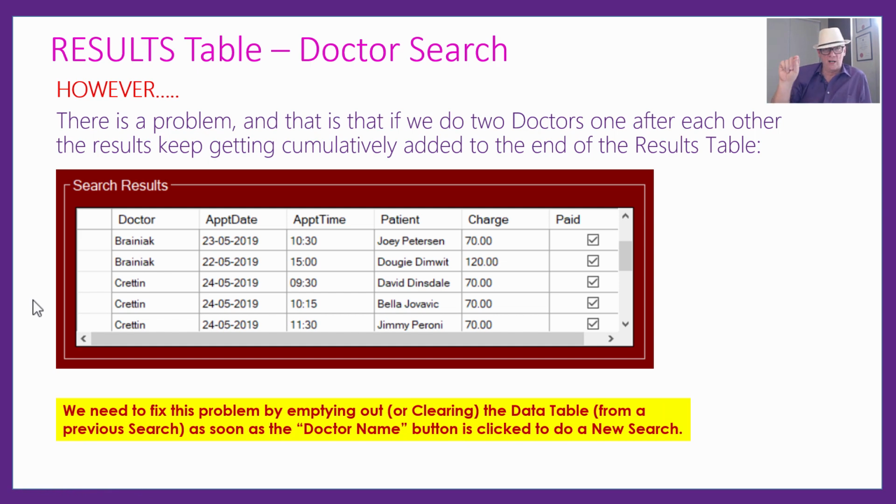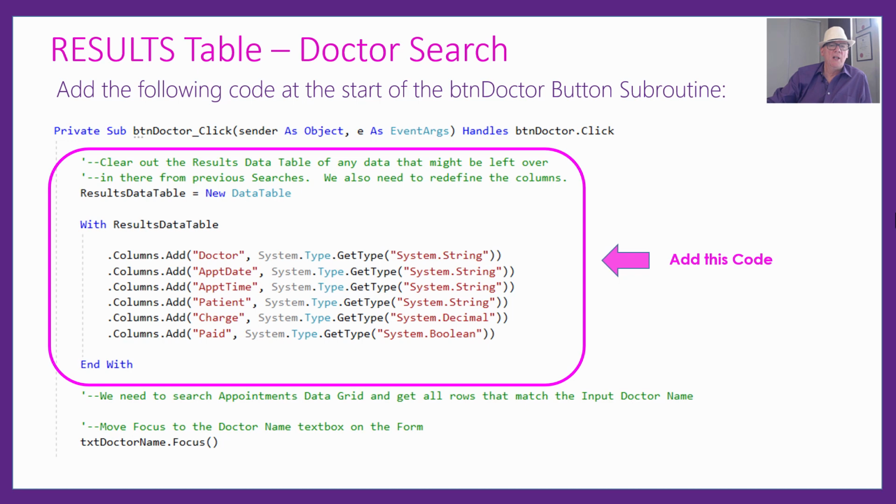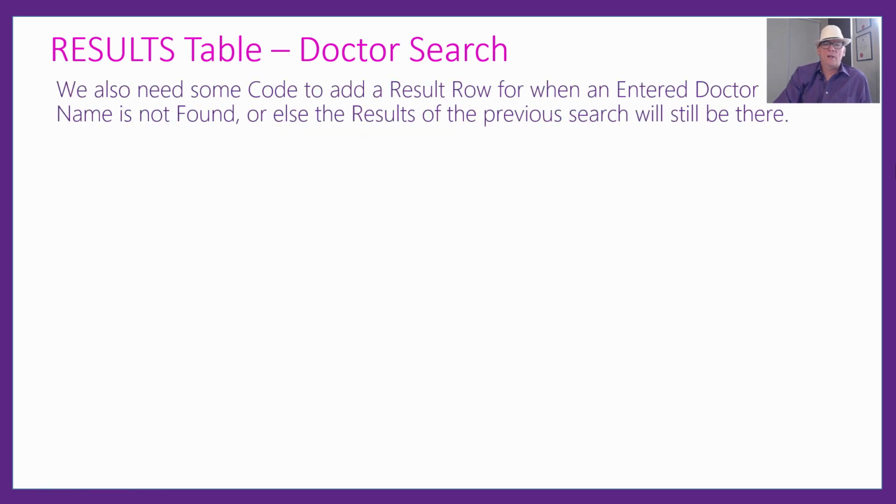And the best thing to do is as soon as the doctor name is clicked, we'll just assume there could have been a previous search, and we need to clear it out before we show our new stuff for Cretin. So that's what we're going to do, fix all that up. At the very start, as soon as they click that doctor button, we're just going to dim a new internal program data table where we're storing results, set it all up here with some columns, okay? And because it's a new blank one, all of these columns that are set up will be blank, okay? So that will clear it all out at the very start.